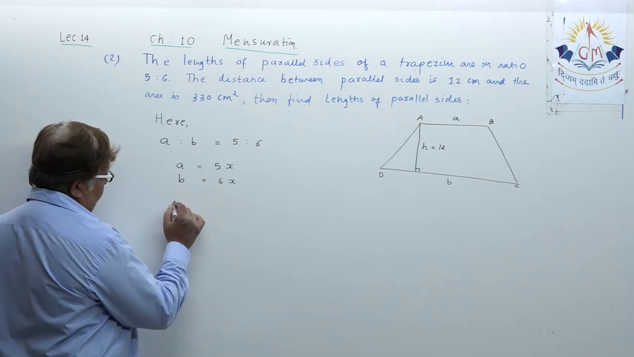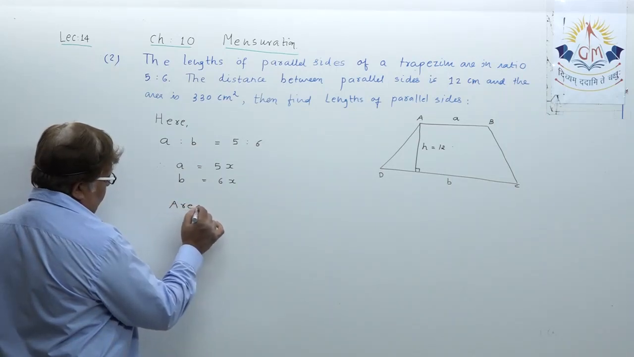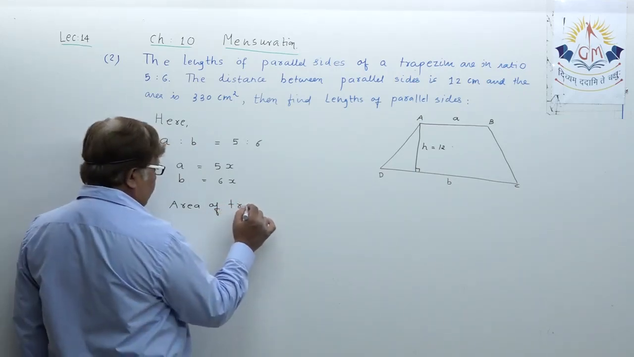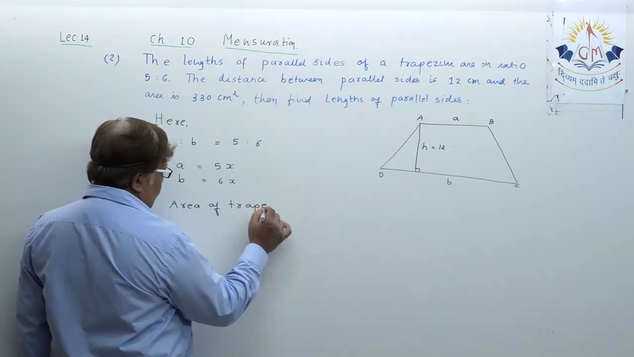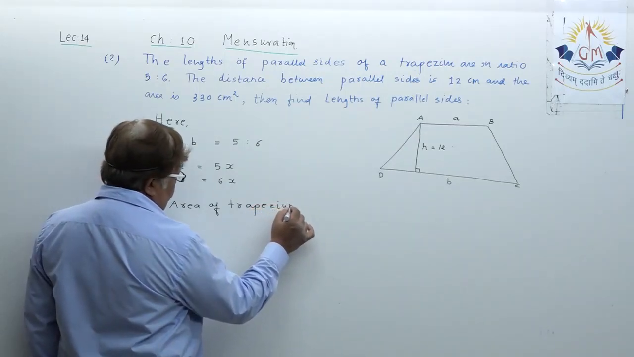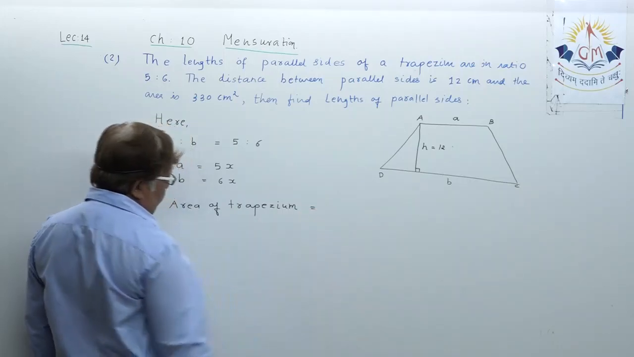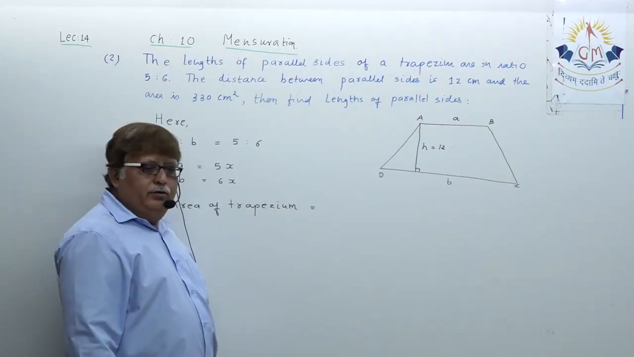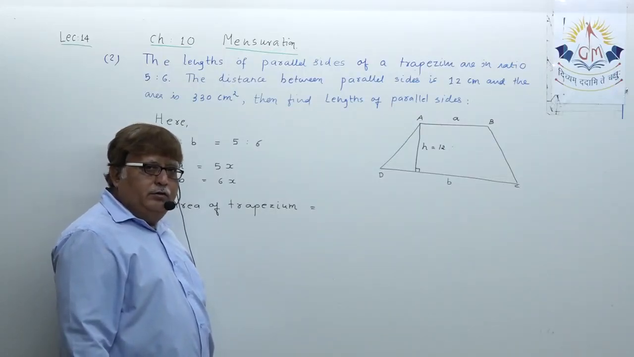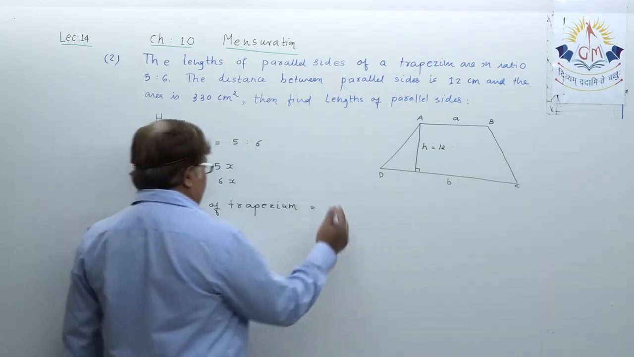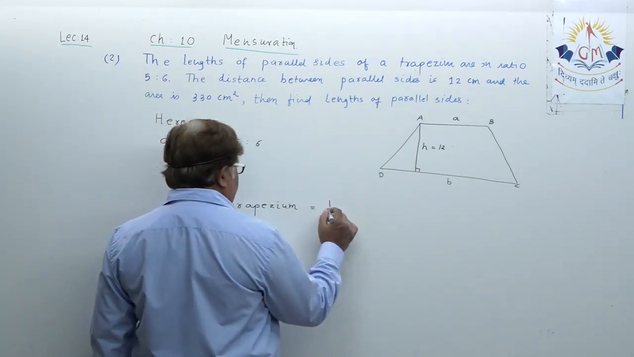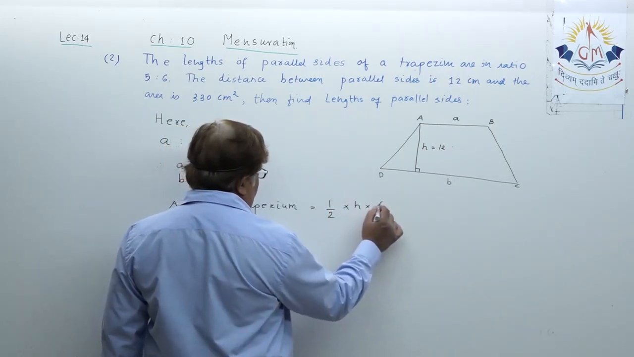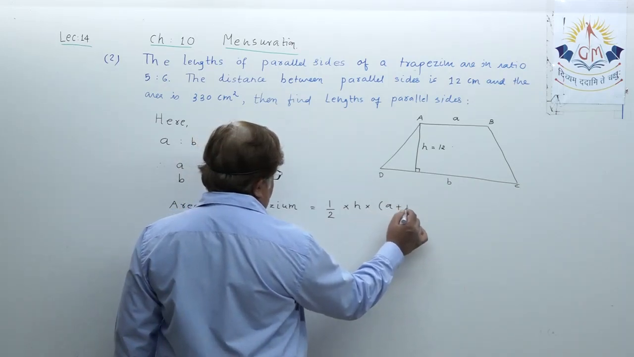Now, area of trapezium. I do not want to mention the name, not required at all. Understood? I just draw the diagram for your concept clarity only. That's equal to, what is the formula you know? Half into h into (a plus b).